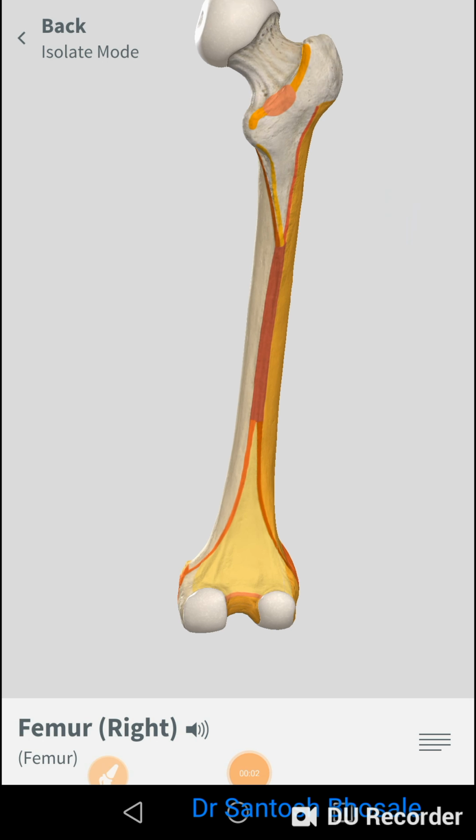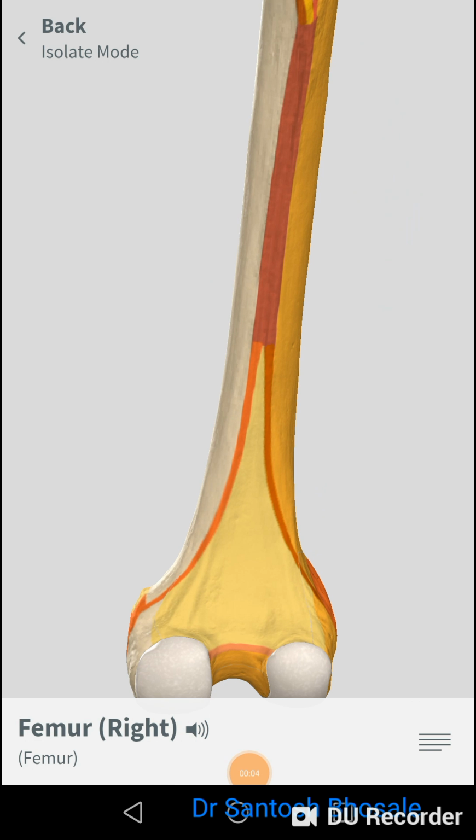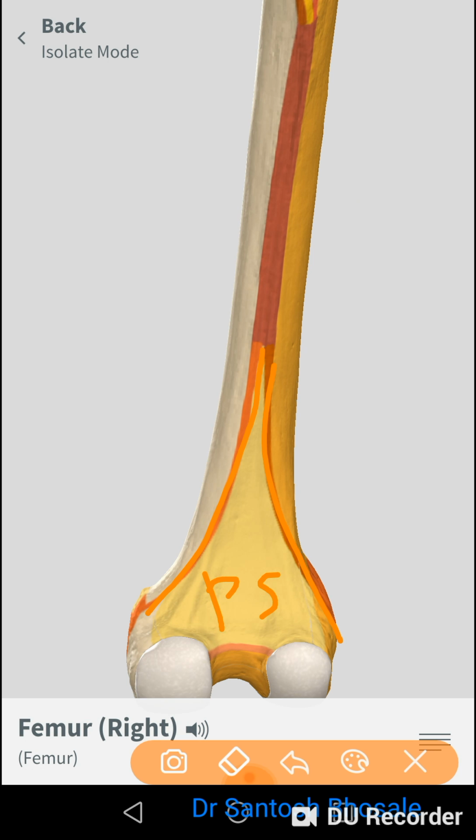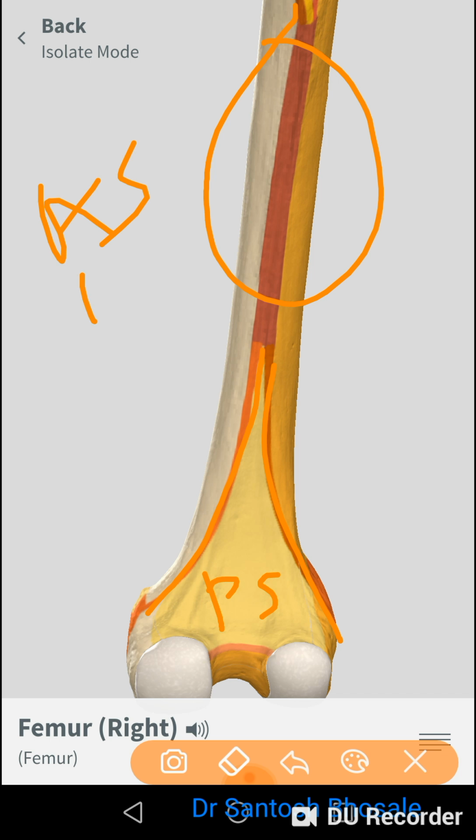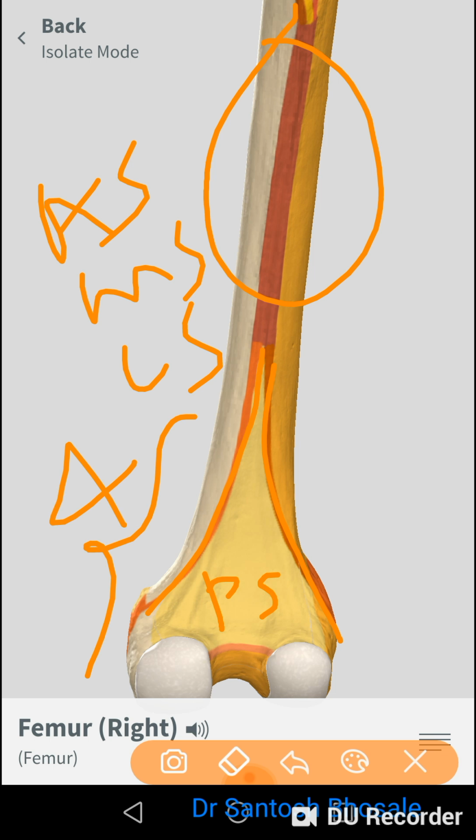And in the lower 1/3 also the linea aspera diverge to enclose a triangular surface that is called the popliteal surface. This surface forms part of the floor of the popliteal fossa. So again the shaft here has four surfaces rather than three. Only in the middle 1/3 does it have three surfaces, that is anterior, medial and lateral, whereas here it has four surfaces: anterior, medial, lateral and also posterior.